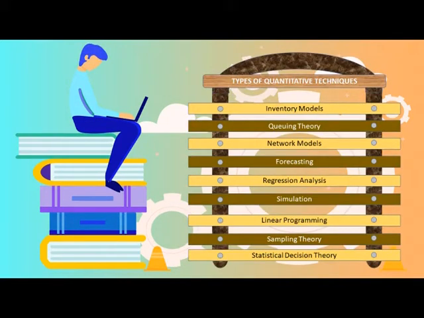There are 9 types of quantitative techniques, and these are the inventory models, queuing theory, network models, forecasting, regression analysis, simulation, linear programming, sampling theory, and the statistical decision theory.